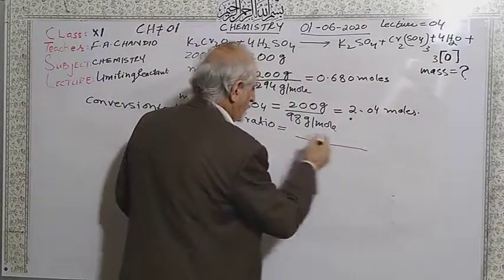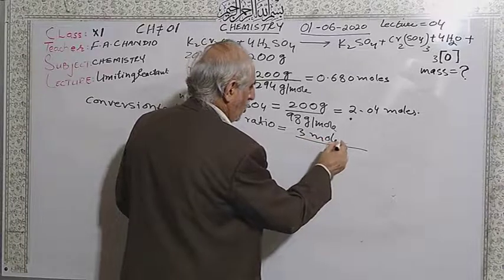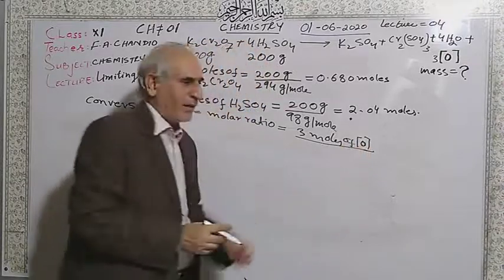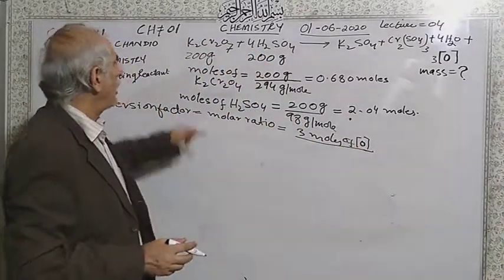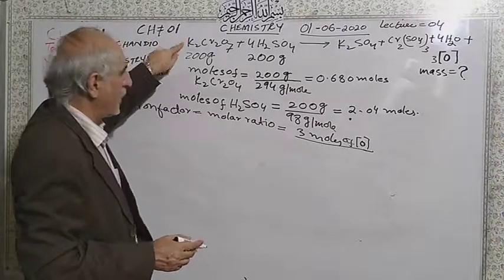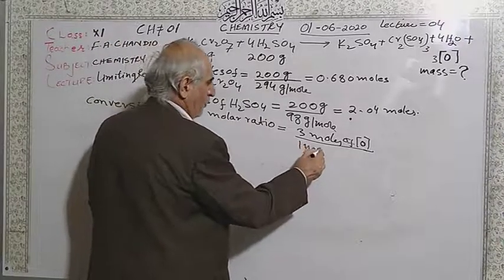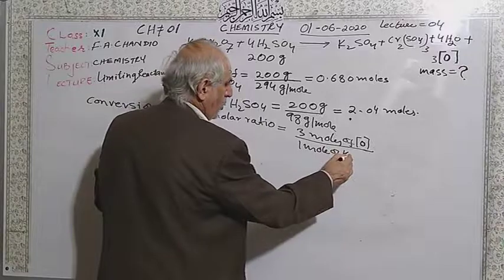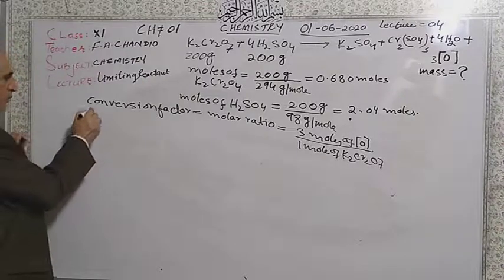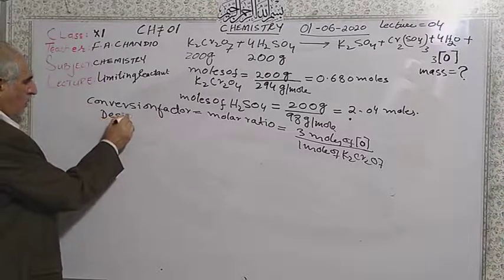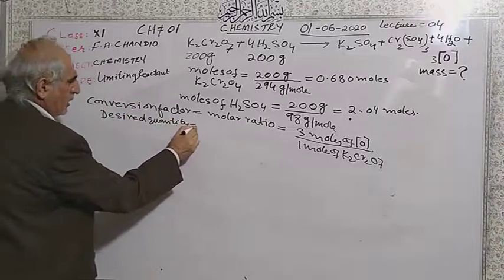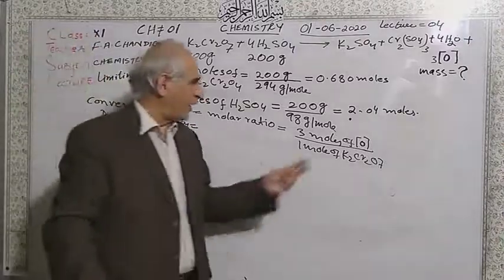So 3 moles of nascent oxygen, it must be put in the square brackets. Now divided by potassium dichromate. So how many moles? 1 mole here. So we write 1 mole of potassium dichromate, this is the conversion factor. Now desired quantity is equal to given quantity multiplied by conversion factor.